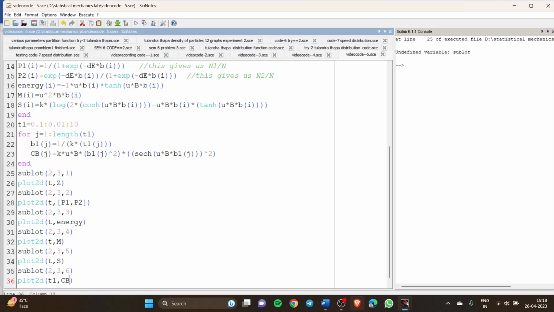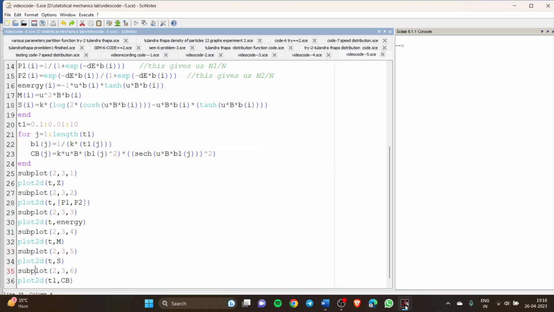Now you can run the program and it says undefined variable subplot. I have written the spelling of subplot wrong, so remember to write it in short. So subplot, subplot. Now I suppose it's correct.